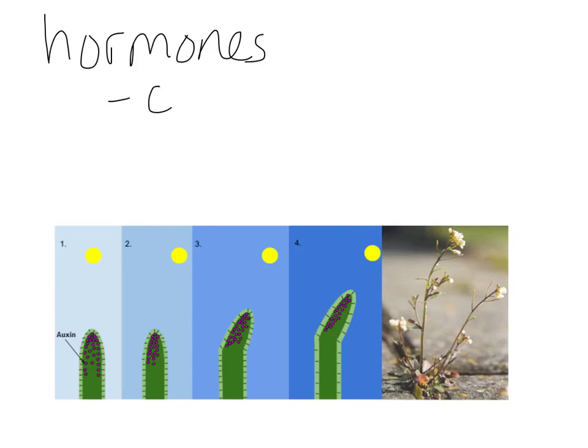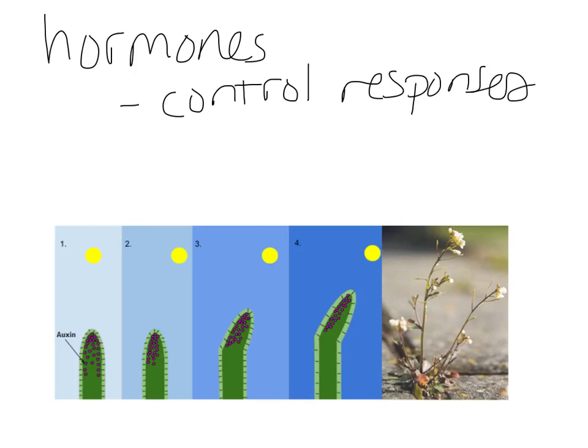As a general rule, these hormones, like they do for humans and other animals, are just going to control your response. The hormones in the plant are going to control the plant's response to water, to light, to gravity, and we'll talk about those things. That's actually the next video we're going to watch.